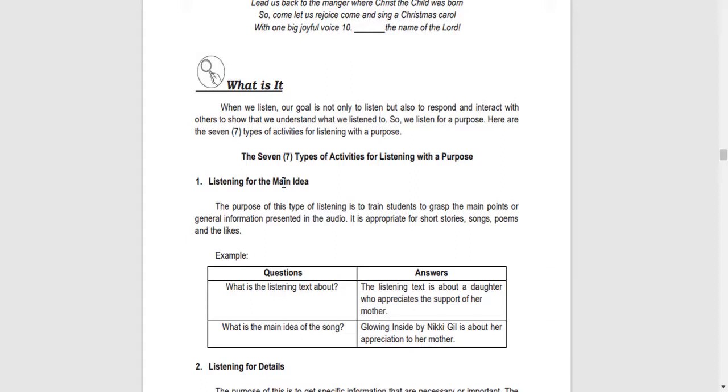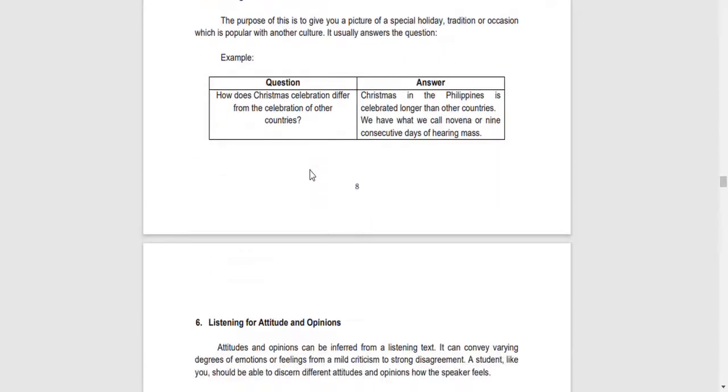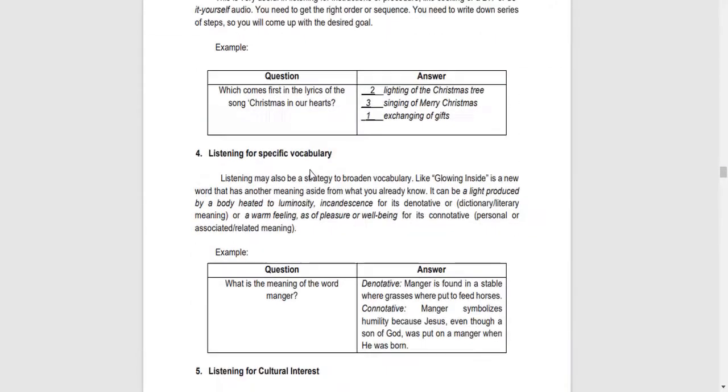Another example, your mother instructs you to buy vinegar in the store. So you need to listen carefully to the instruction of your mother for you to remember all the things that you need to buy in the sari-sari store. So we need to listen because we have a purpose why we listen. So we have here 7 purposes why we listen.